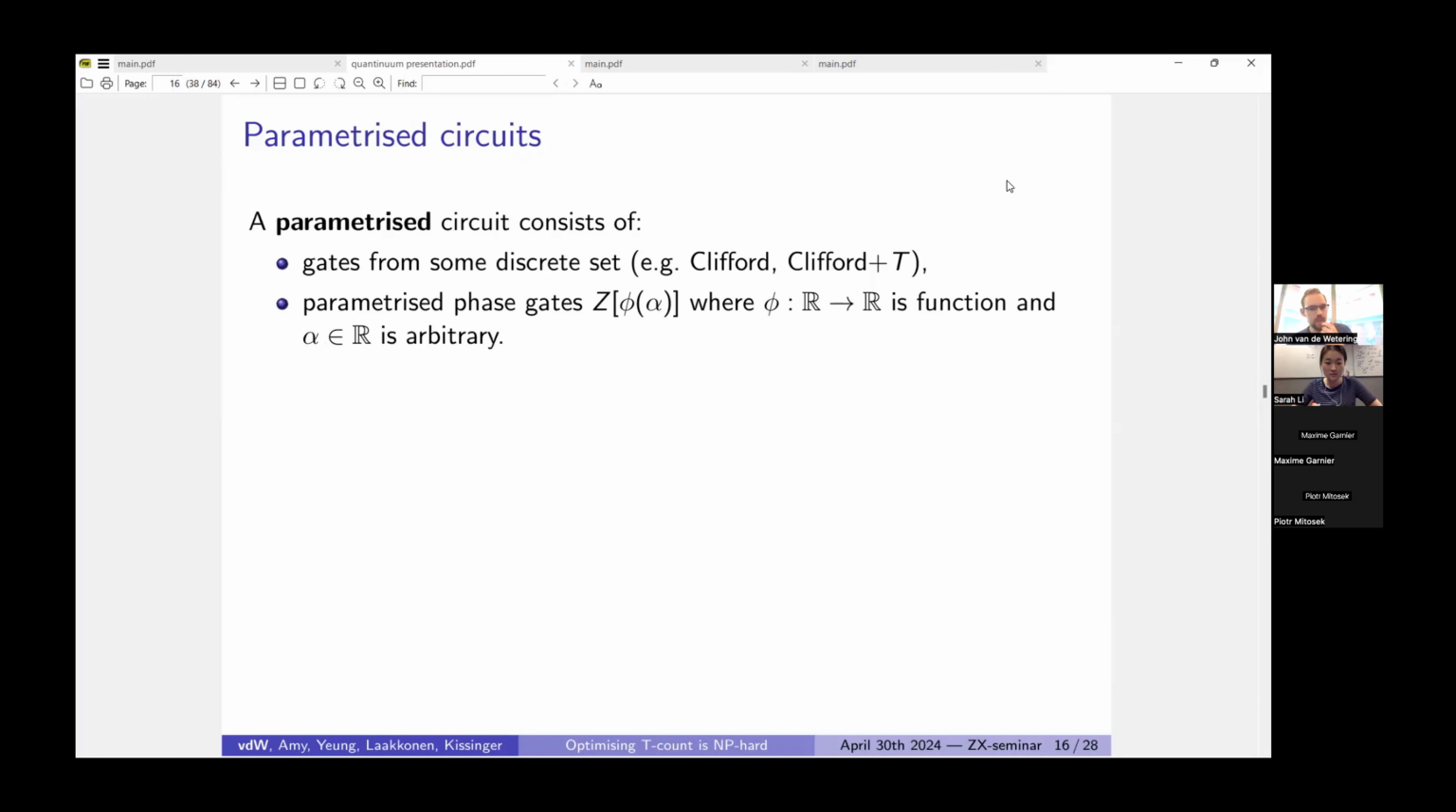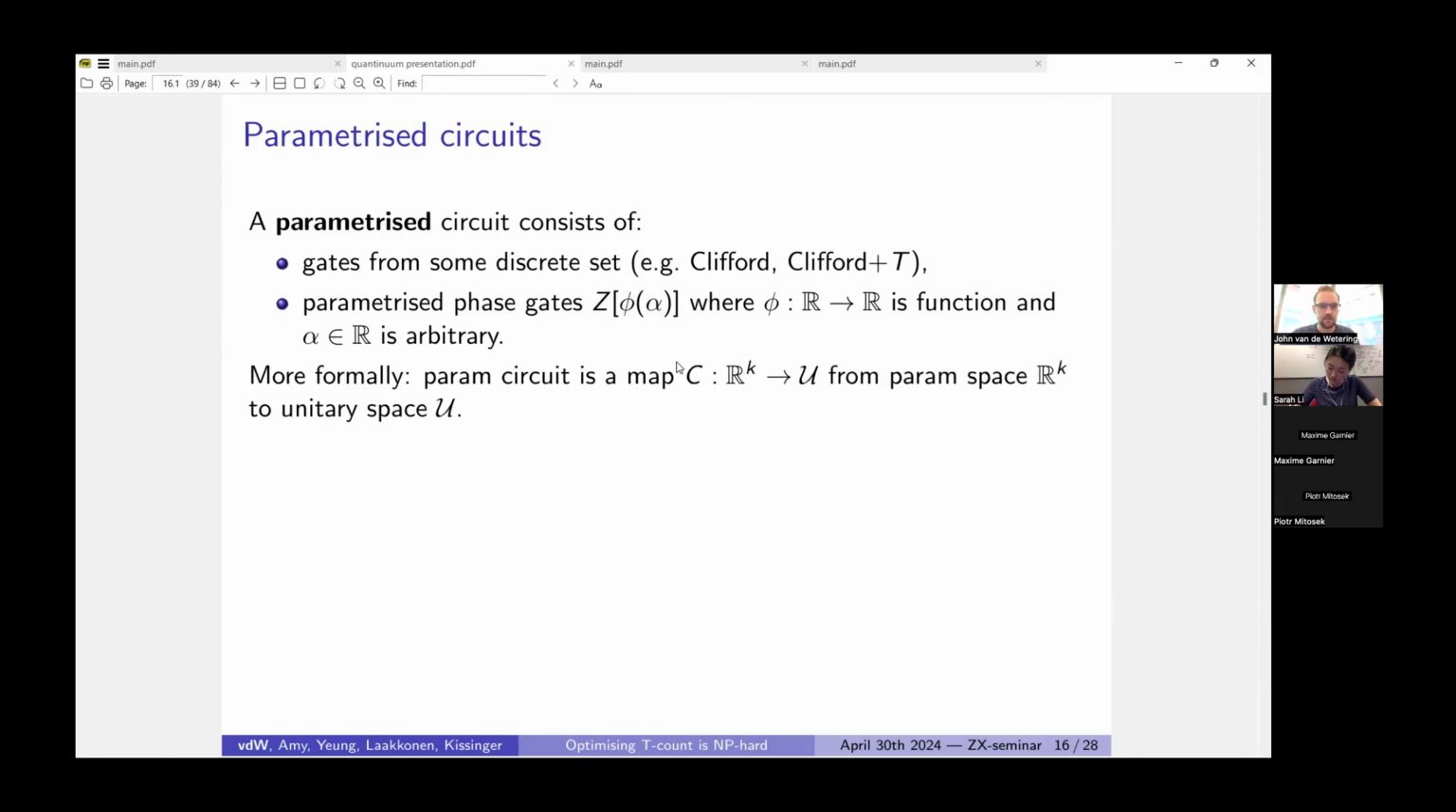So parametrized circuits. The way I define it, we have gates from some discrete set, like Clifford plus T. And then we have parameterized phase gates, like Z phase gates, where some function of a parametric phase determines what the phase gate is going to be. More formally, I can define a parameterized circuit as a map that goes from a parameter space into a unitary space. So for any values of the parameters, I get a different unitary. This is just a way to say I have a family of unitaries that's implementable by a single parameterized circuit.